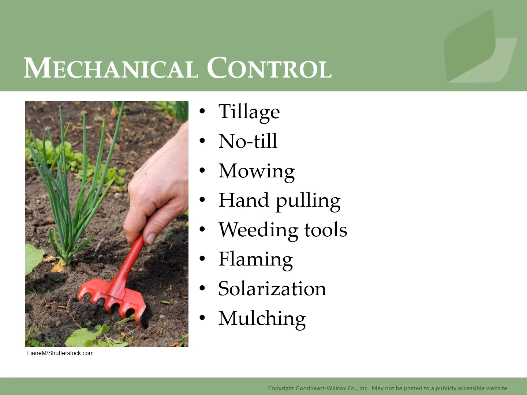Mechanical control of weeds requires a knowledge of weed identification and is often most effective at a particular stage of weed growth. It can be costly with labor, time, equipment, and fuel input, but it is an essential component of IPM. Mechanical methods for control include tillage, no-till, mowing, hand pulling, weeding tools, flaming, solarization, and mulching.